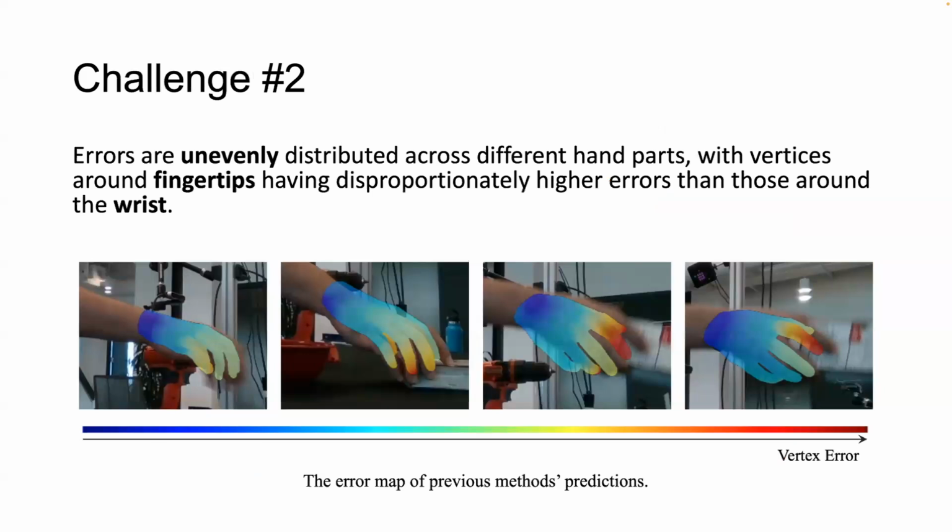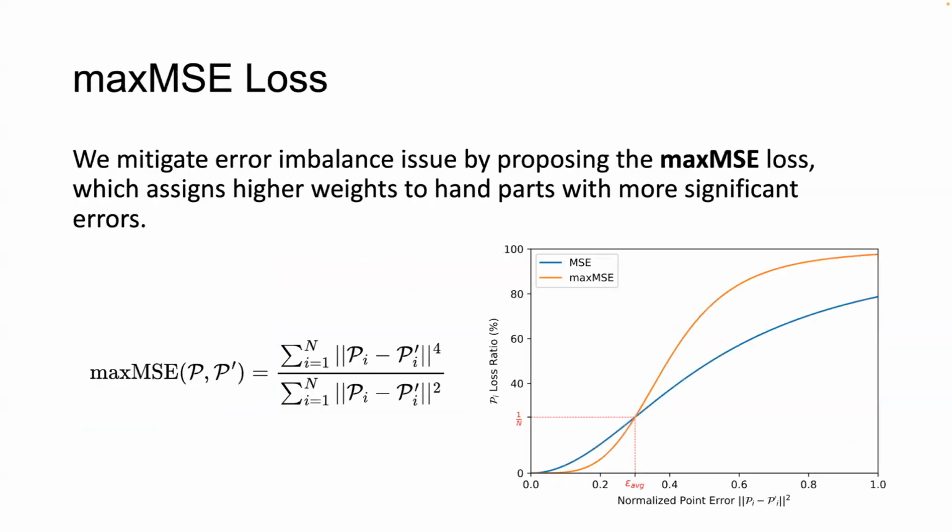Another challenge of hand pose estimation is that the fingertips located at the periphery of the hand are more prone to occlusions and have more complex motion patterns, which makes them particularly challenging for a model to estimate accurately. As shown here, we found the error maps of previous methods' predictions are unevenly distributed. We mitigate the error imbalance issue by proposing the max MSE loss, which assigns higher weights to hand parts with more significant errors. The max MSE loss allows the model to focus on difficult hand parts like fingertips.